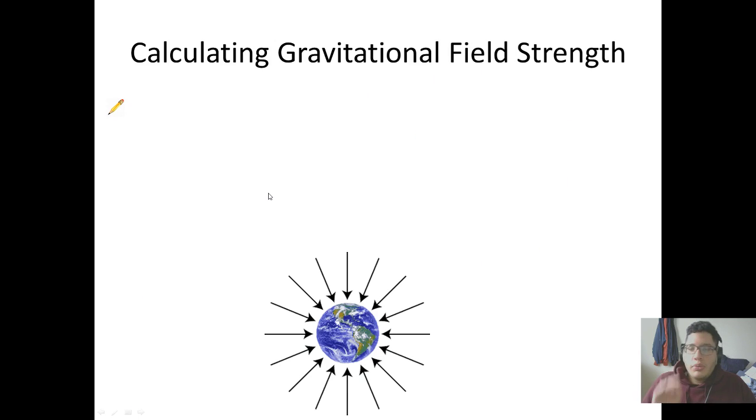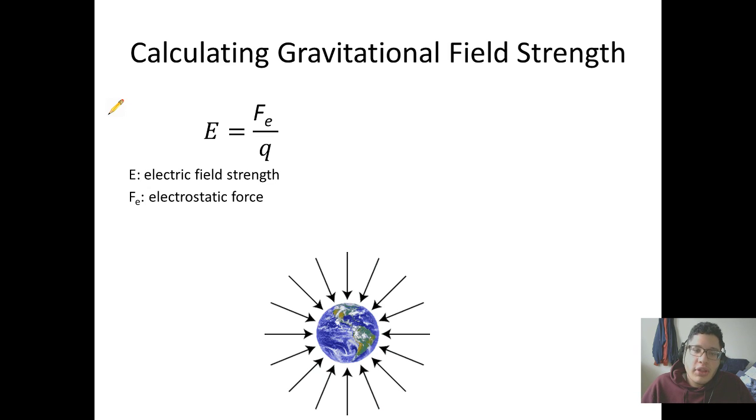Okay. So, calculating gravitational field strength. We know that we had E equals Fe over Q. So E is equal to electric field strength. Fe is the electrostatic force. Q is the charge. Now, for gravitational field strength calculations, we can do a very, very similar formula.